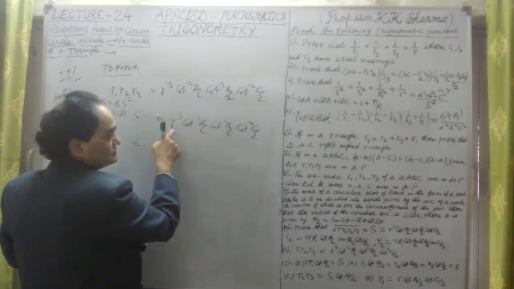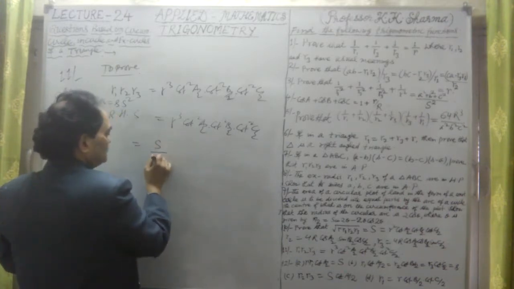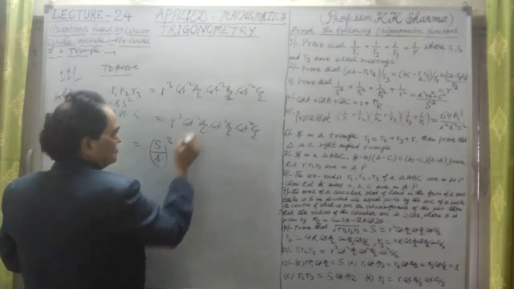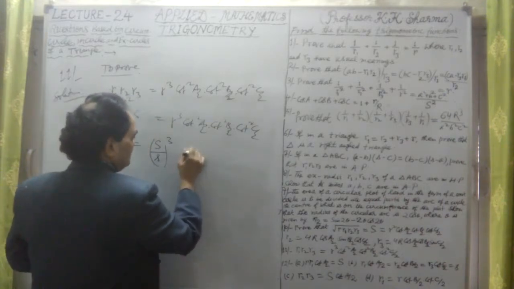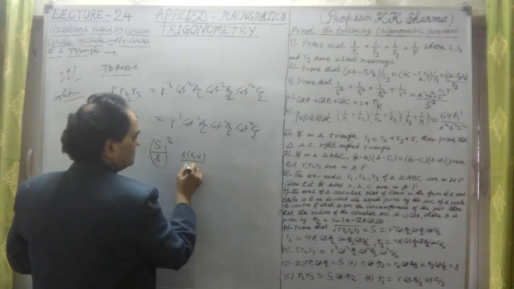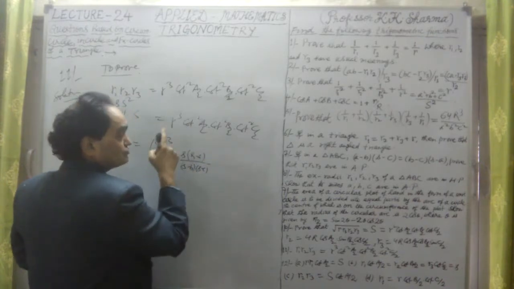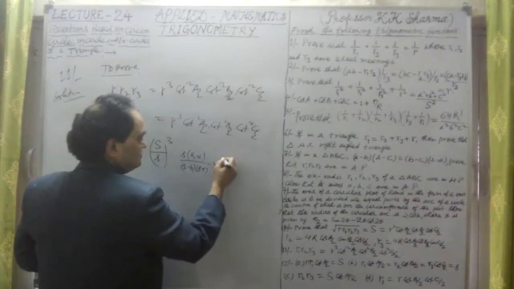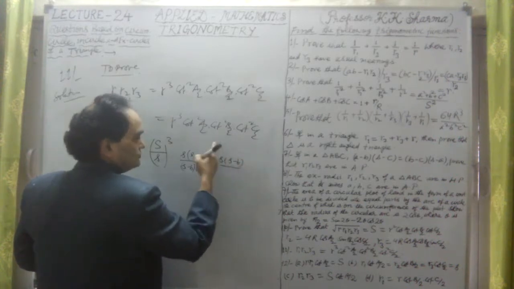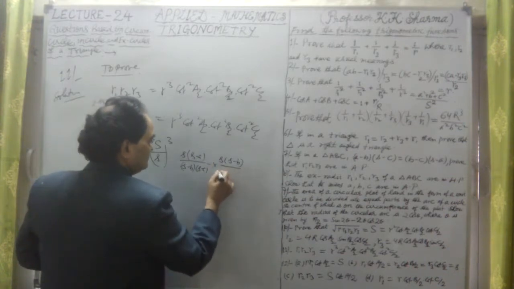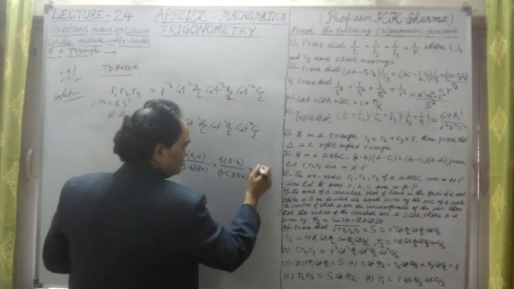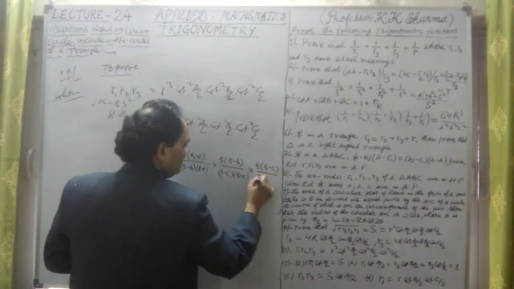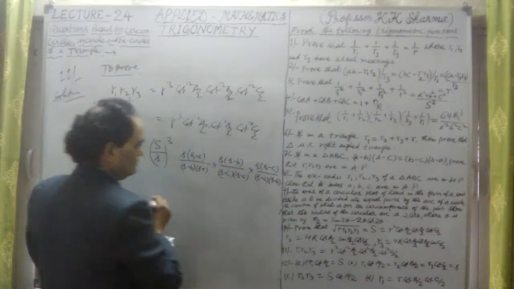Putting the value of small r, the circumradius, this is nothing but S upon small s, whole cube. Cot square A by 2: the square root will be cancelled out from the value of cot A by 2, which is nothing but s into s minus a upon s minus b into s minus c. The value of cot square B by 2 is s into s minus b over s minus c into s minus a, and cot square C by 2 is s into s minus c divided by s minus a into s minus b.